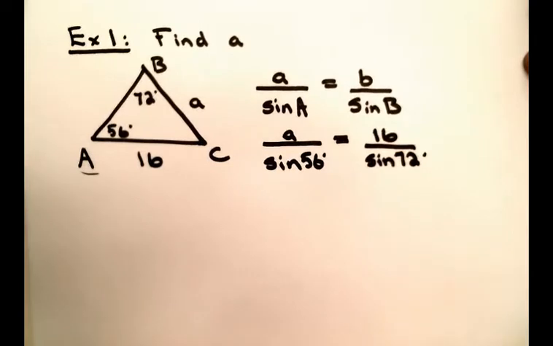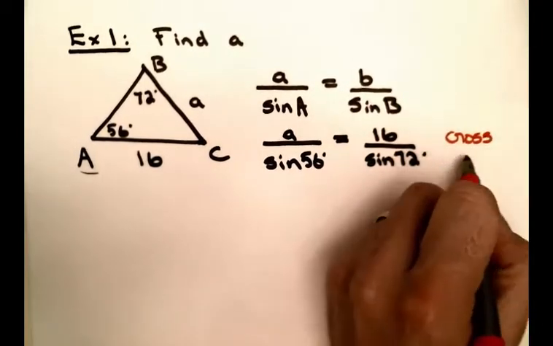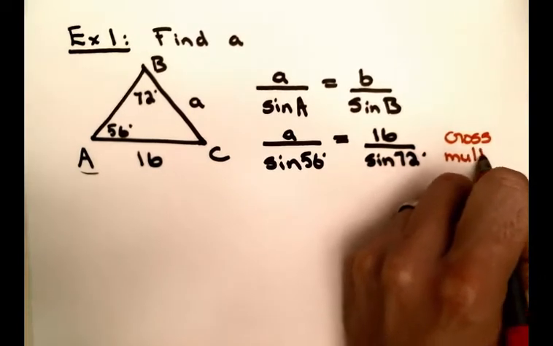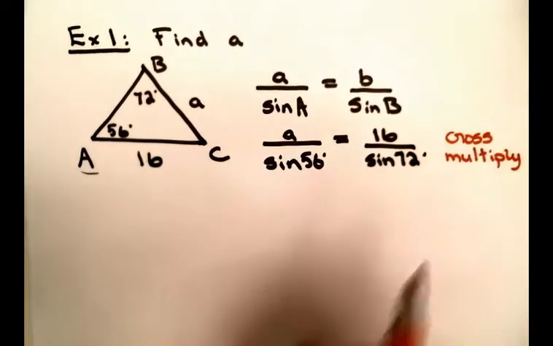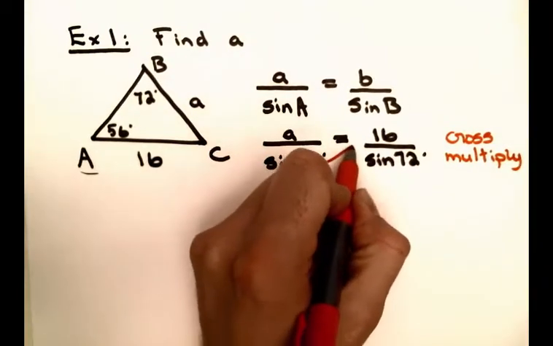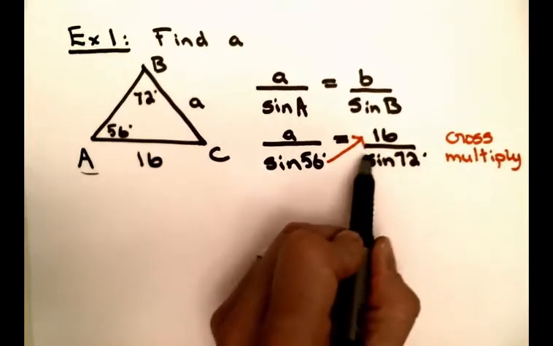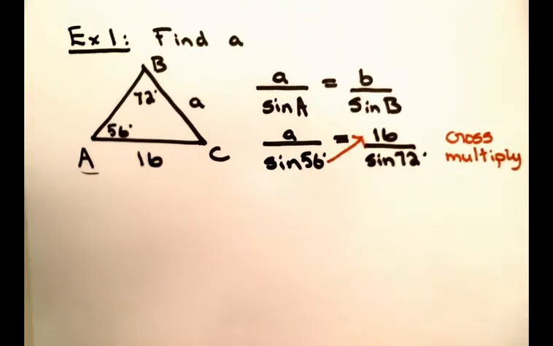Okay? And the only unknown now is side a. What you're going to need to do is cross multiply. So we've been doing that a lot. And sine law always uses this. Okay? So all I need to cross multiply is sine 56 into 16. And the reason being, if I cross multiply sine 72 into a, I'll just have to divide it out after anyways. So this is how it works out.